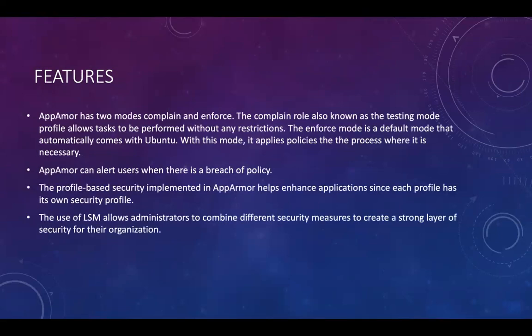Some key features of AppArmor include the two modes, which are complain and enforce. The complain mode, also known as the testing mode, allows tasks to be performed without any restrictions, and the enforce mode is the default mode that automatically comes with Ubuntu. With this mode, it applies policies to the processes where necessary. AppArmor can alert users when there's a breach of policy.